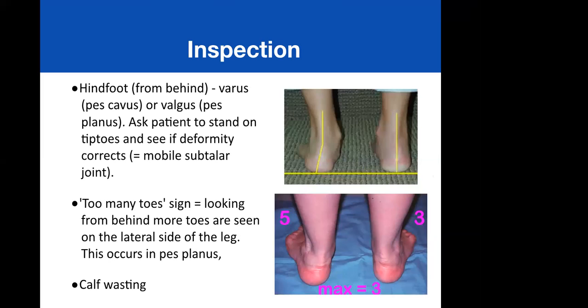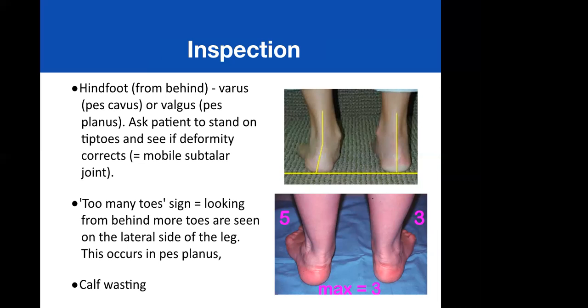Further to inspection, check the alignment from the back, and check for the too many toes sign. Normally 3 toes are seen if you look from behind, but anything more than 3 is considered planovalgus or pes planus, and it is called the too many toes sign.